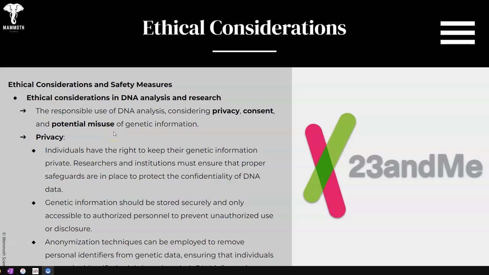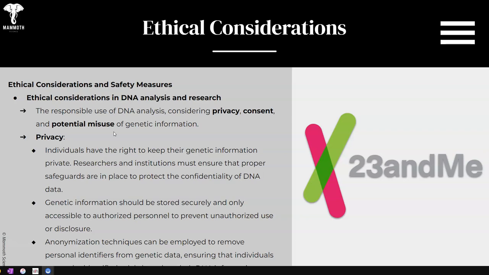So, what are some ethical considerations? And we're going to end with this. The ethical considerations of DNA gel electrophoresis and genetic banking and all of these things. The responsible use of DNA analysis, considering privacy. Privacy is a huge deal.